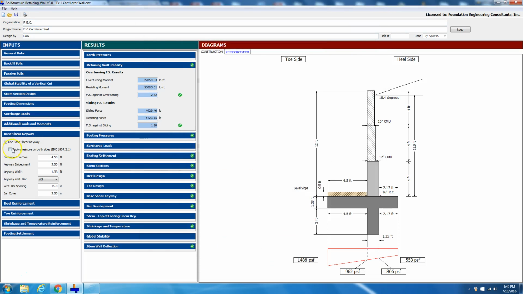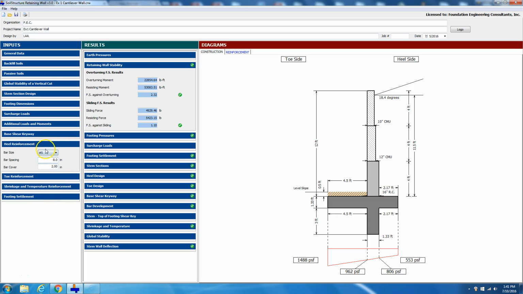So anyway, that's how you'd use it. So if you had that pressure, 1807.2.1, you'll say apply the pressure. Okay, and now look at what happened to your sliding factor of safety. It went from 1.10 to 1.06. Okay, and then we like to reinforce the keyway, and in this case we use number 5 at 16. Then we have heel reinforcement. We had number 5 at 8.